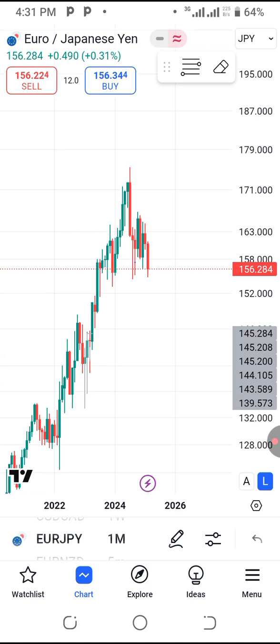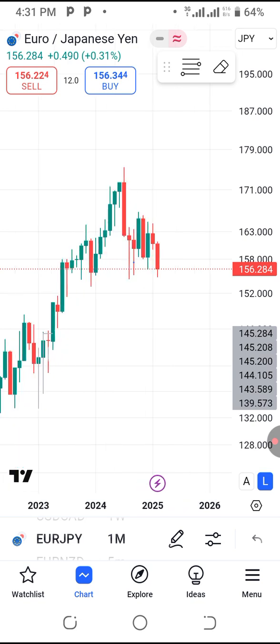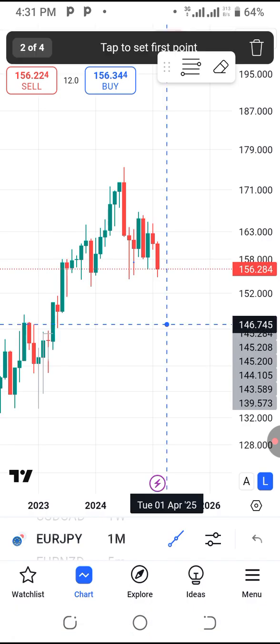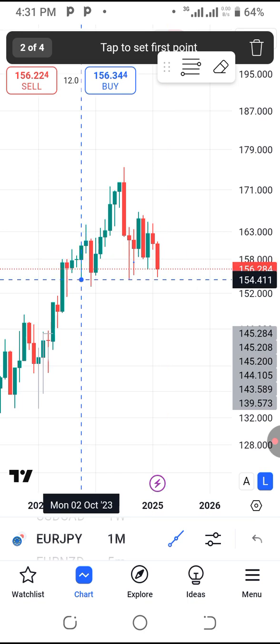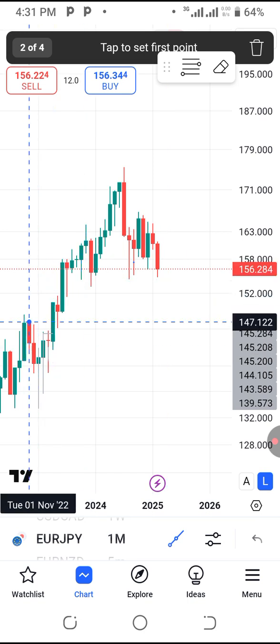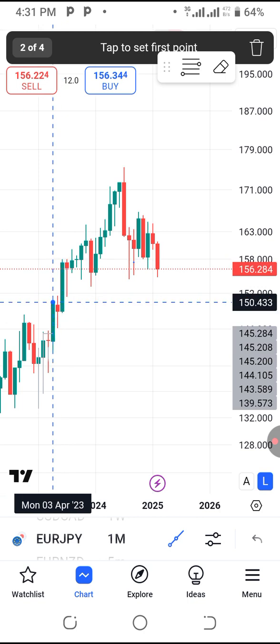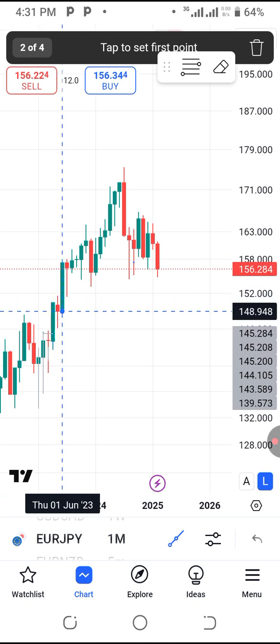For a move down to what? Possibly 152.00. We might see price tapping into this other block close to it right here. It might even go down to this low right here. Yes, so right here.